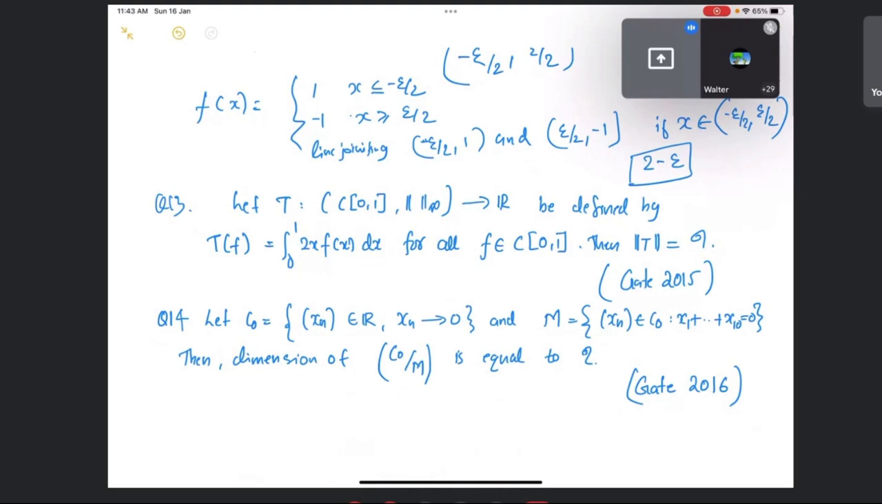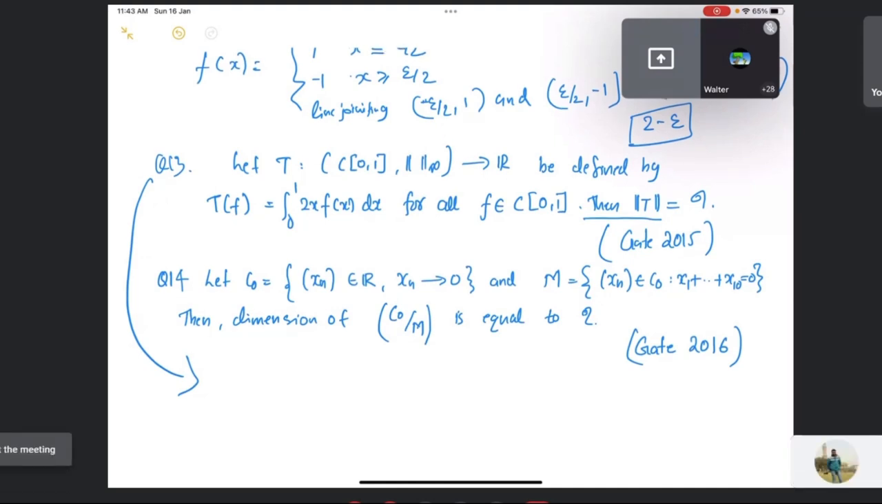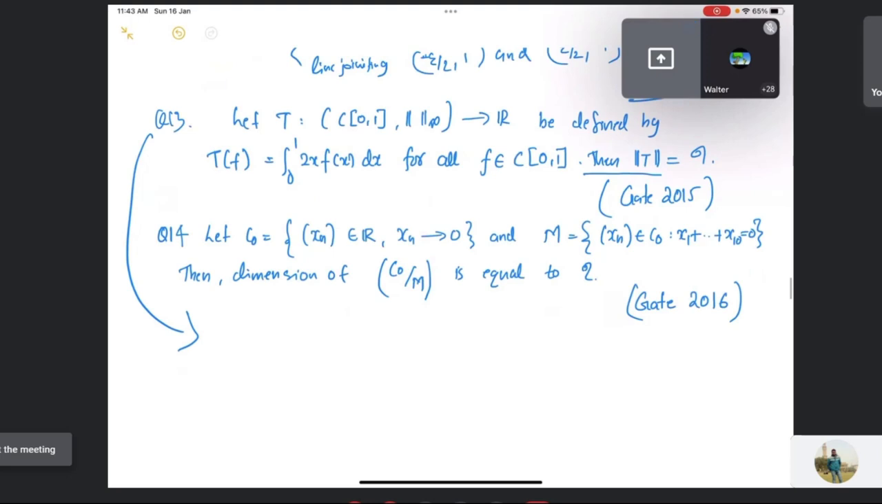Now there is a similar question, number 13. It is also about computing the norm of an operator T. Can anyone say what will be the answer? Question number 13. This is also the same. First, you apply the triangle inequality to obtain an upper bound. Then you show that the upper bound is the least upper bound. So how to do that?